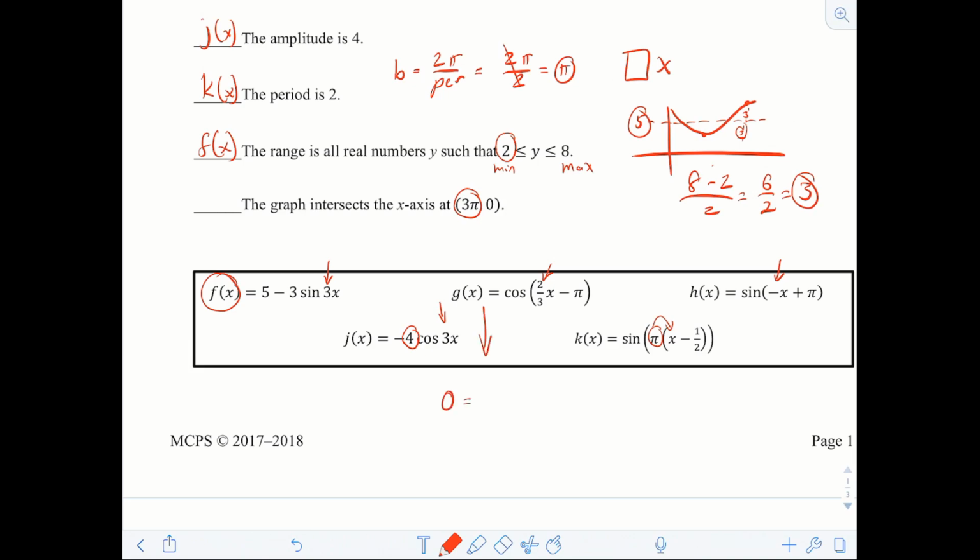So I'm going to say 0 is equal to cosine of 2/3, type in 3 pi minus, in a sense, pi, and see if I can get that value from there. So 0 is equal to cosine, the 3's cancel, so I'm left with 2 pi minus pi. And so cosine of pi, is that going to be equal to 0? Well, that checks out, so that's going to be g of x.